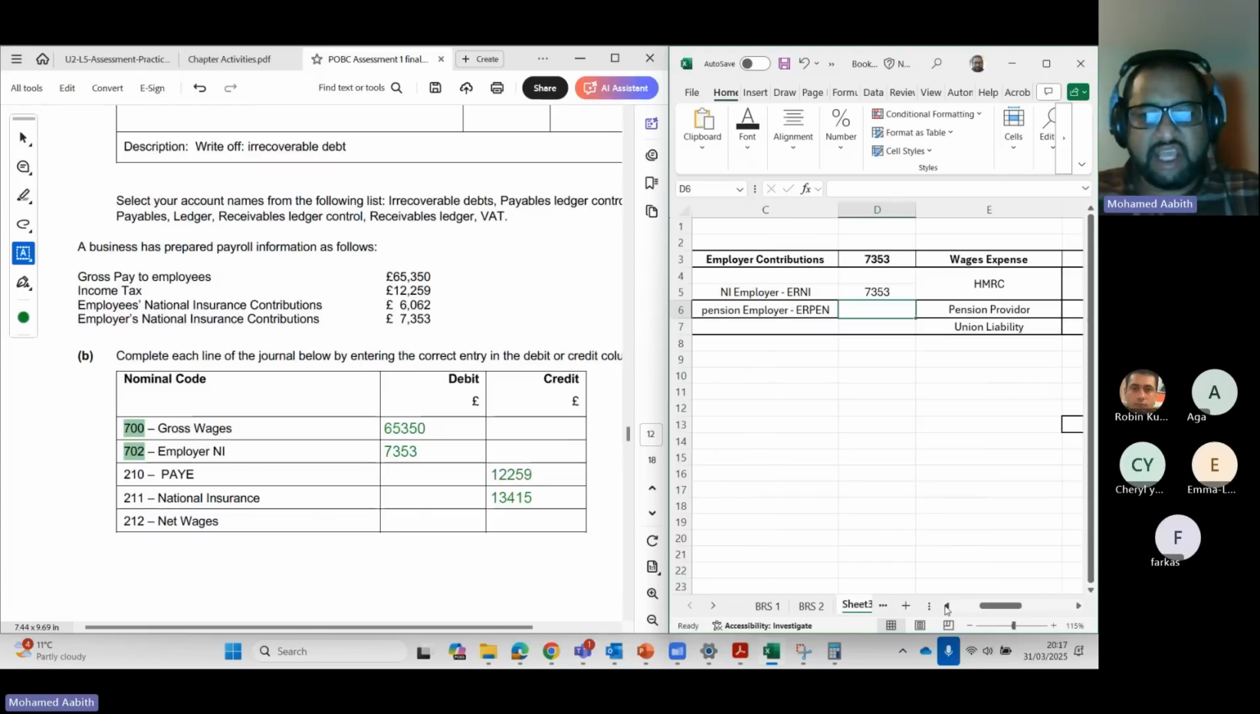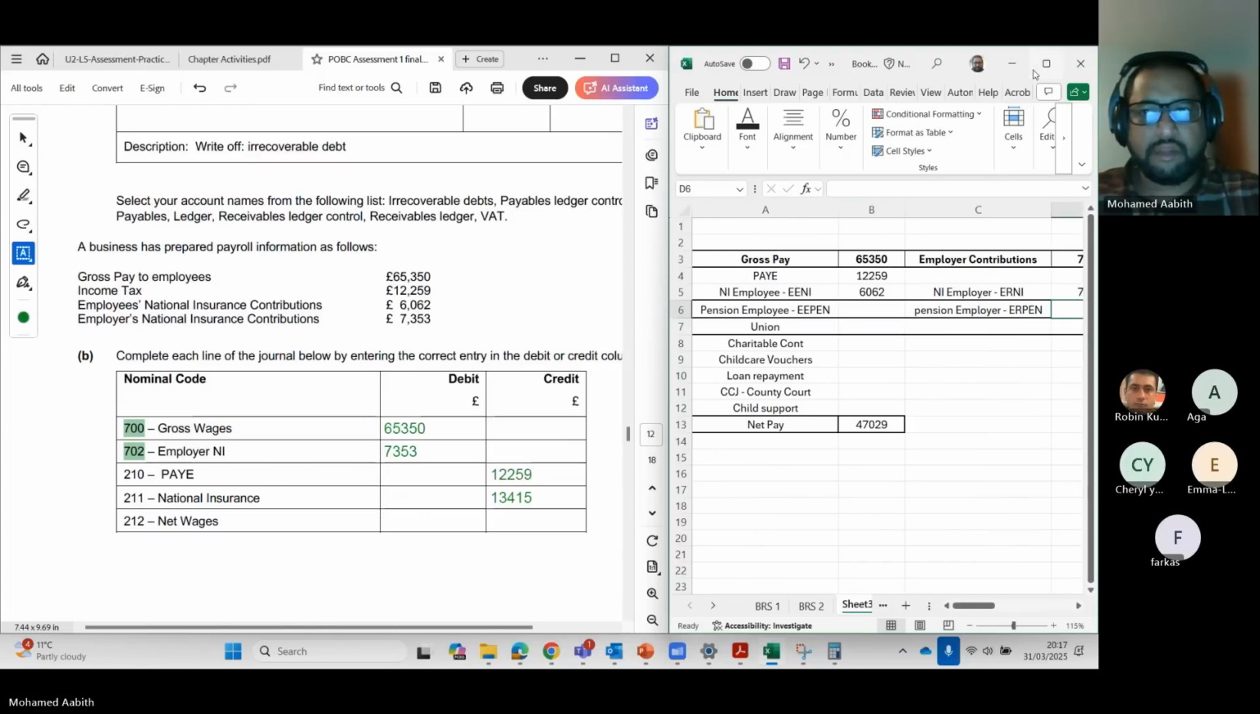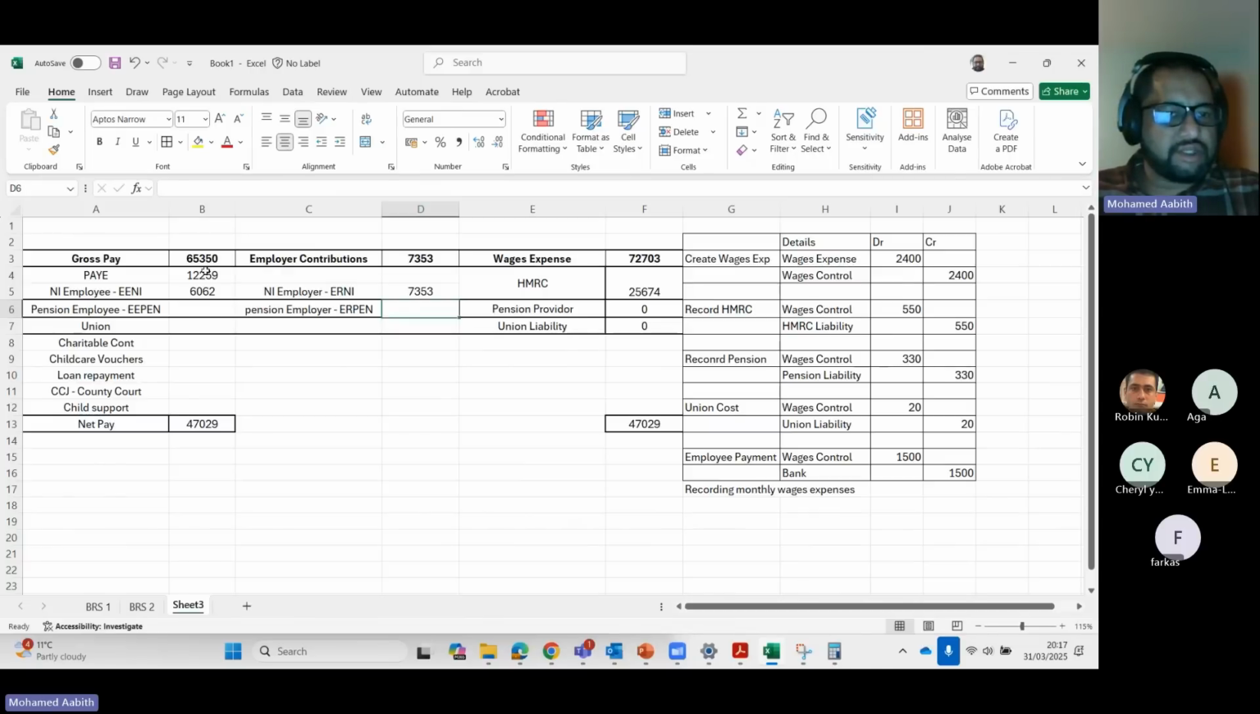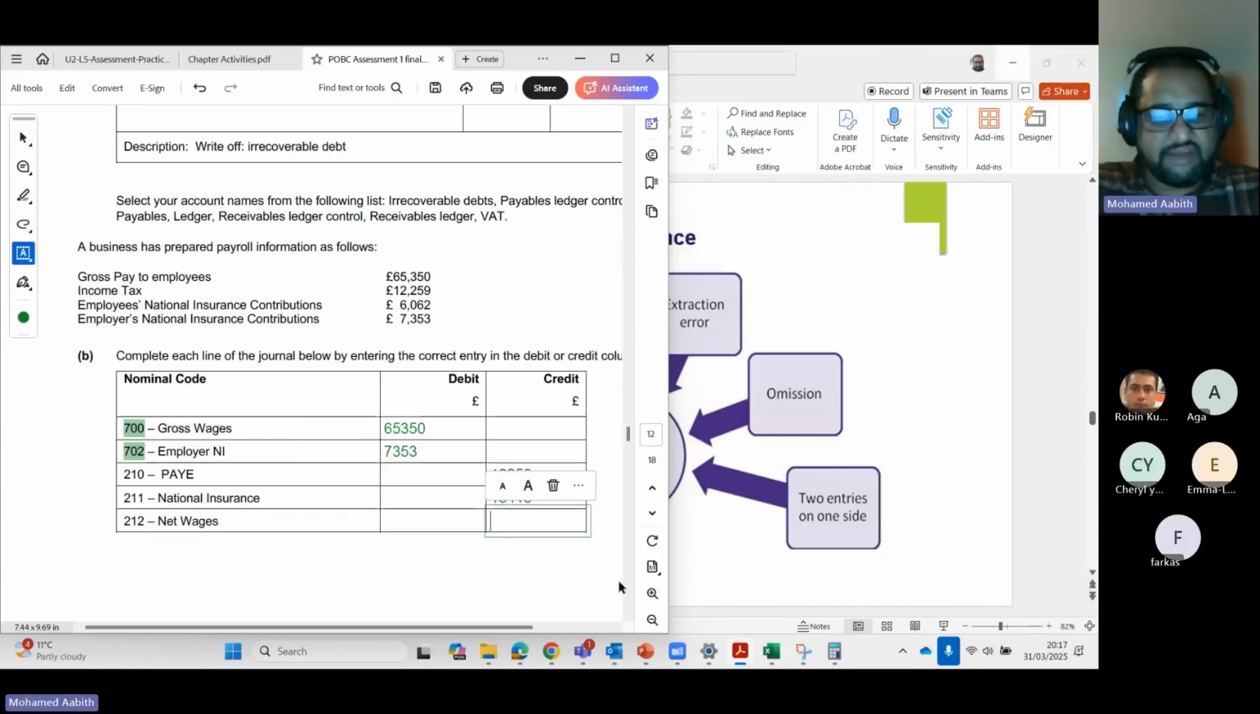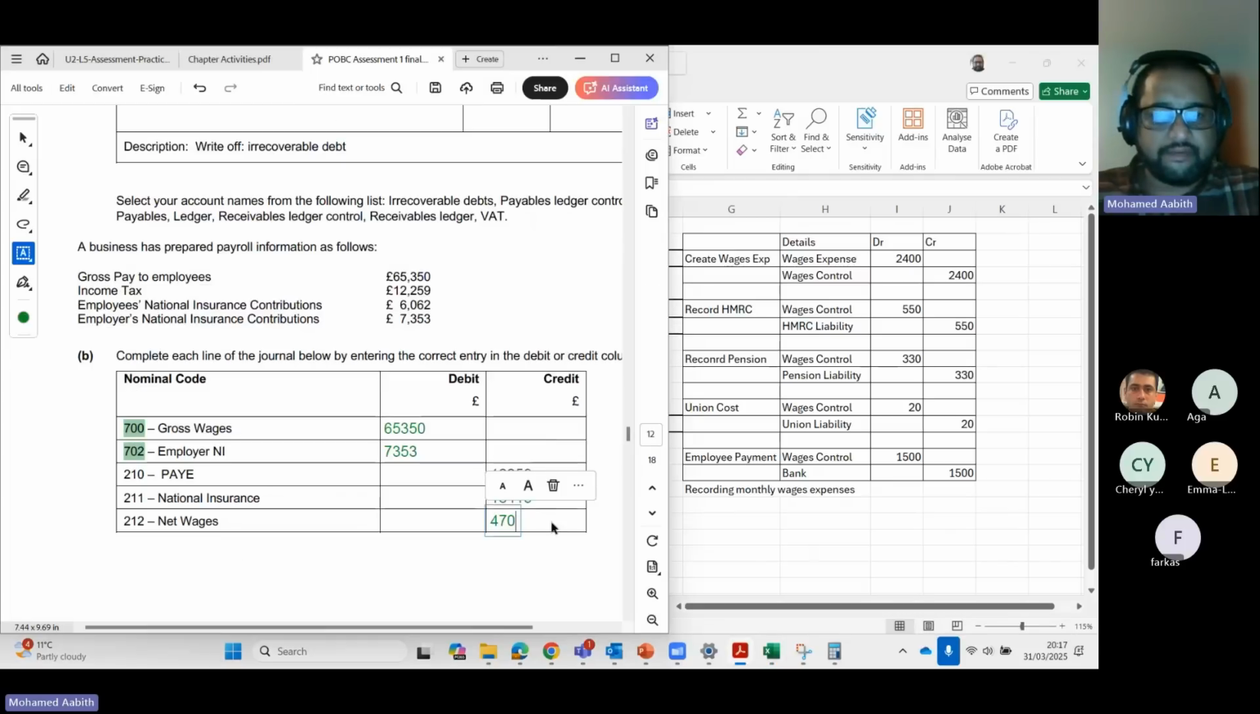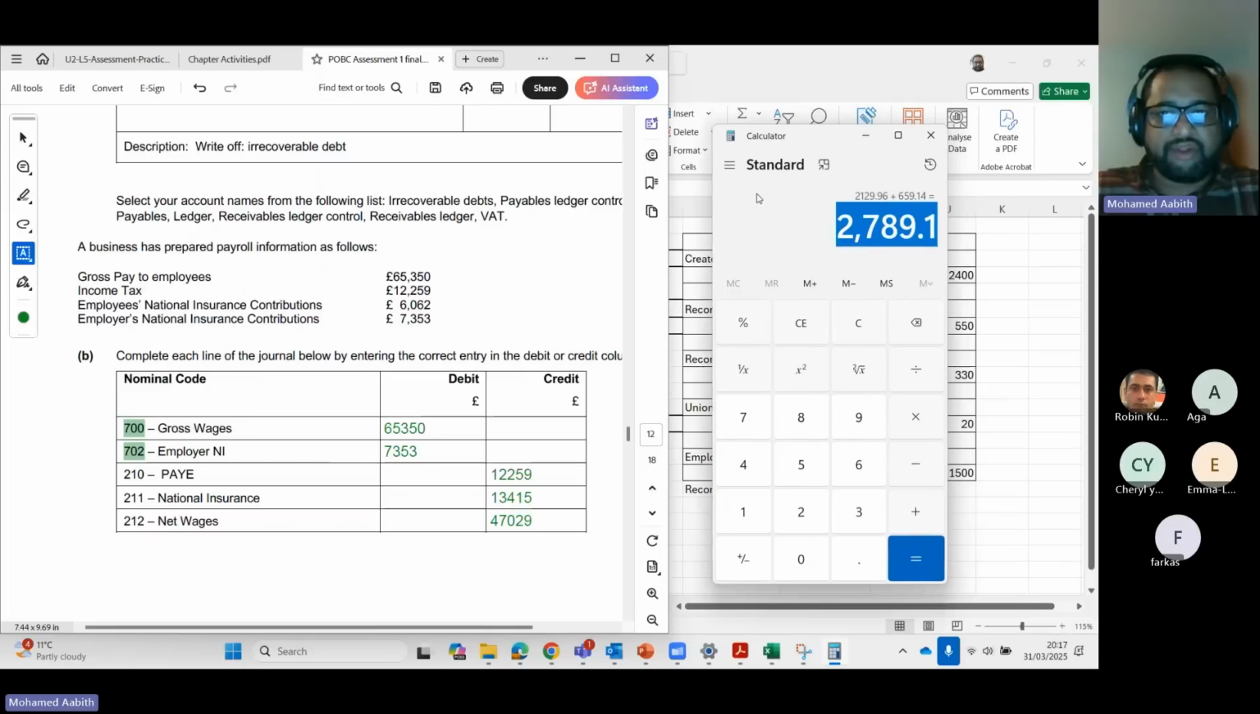Okay, so let's see here. 65,350, we have pay, national insurance employer, national insurance employee. We have done all of those numbers. The wages expense was 72,703. Total HMRC payment is that, and £47,029 is your net pay. So here, 47,029. Let's get the calculator out and see whether both numbers are matching.